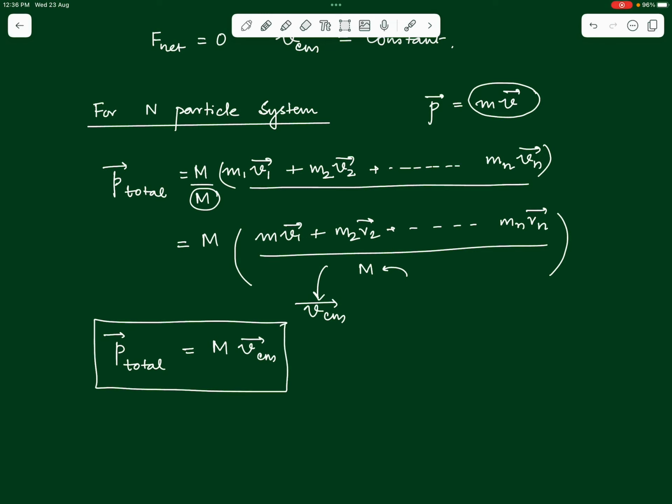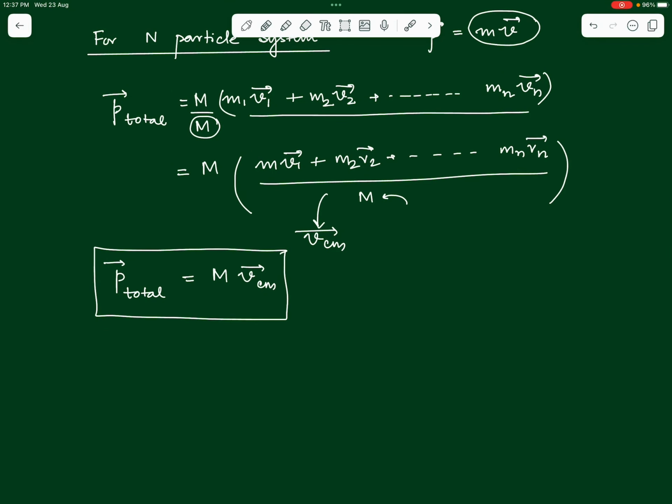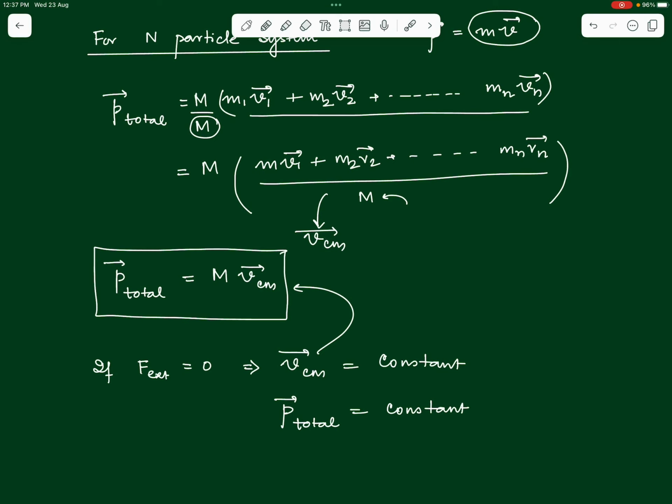Now, once we understand that the total momentum of a system is associated with the velocity of center of mass, can we go back to the same condition that we discussed in the previous video, where we said that if the external force acting on a system is 0, this means that its velocity of center of mass does not change with time. The center of mass moves with constant velocity. Now, if we use this result in the above expression, what do we obtain? It means that the total momentum of the system also remains conserved. That also remains constant, that also does not change with time, right?